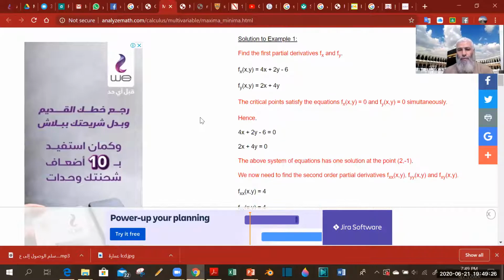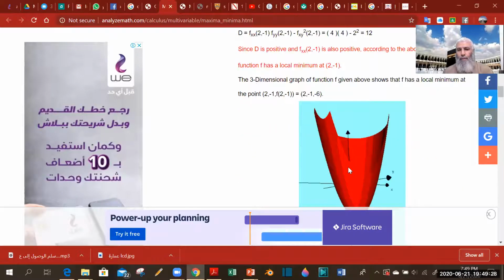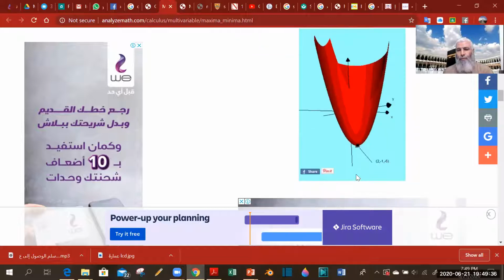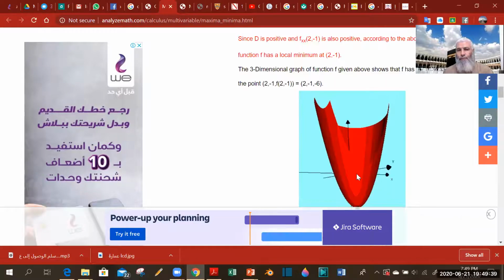And this is a drawing of this graph. We will not draw it, but this is how it looks.